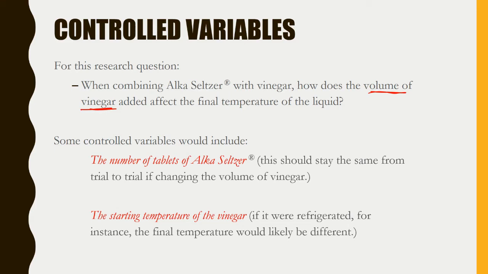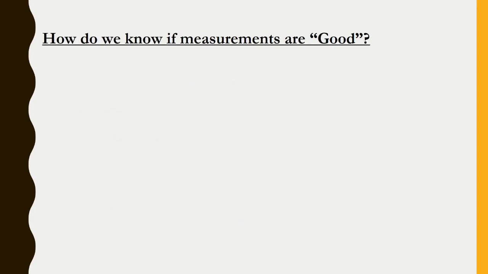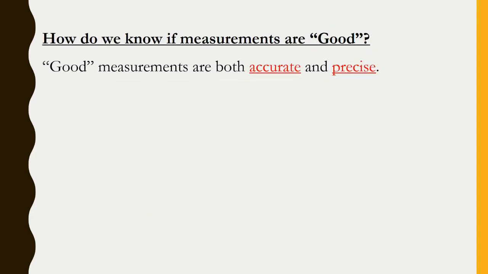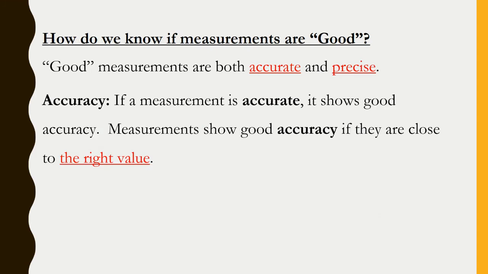And now that we're talking about this idea of variables and measurements, let's move on and talk about how we know if measurements are actually considered good. For this, good measurements are considered both accurate and precise. So now let's define these two terms. Accuracy, in terms of science: if a measurement is accurate, it shows good accuracy. Measurements show good accuracy if they are close to the right value. So that's the key here, that they need to be close to the right or the correct value.